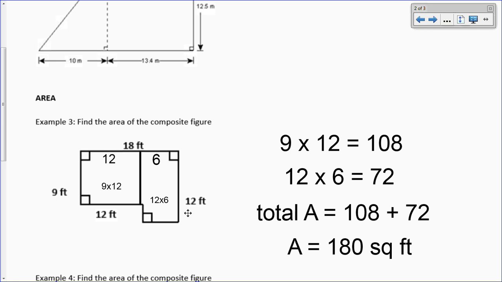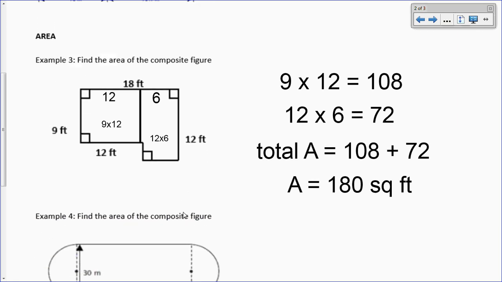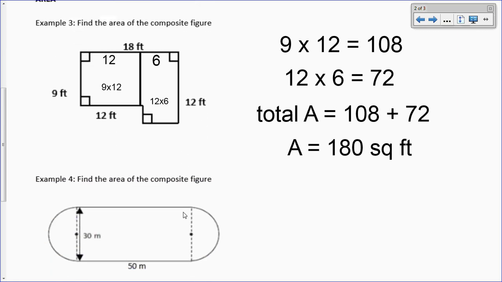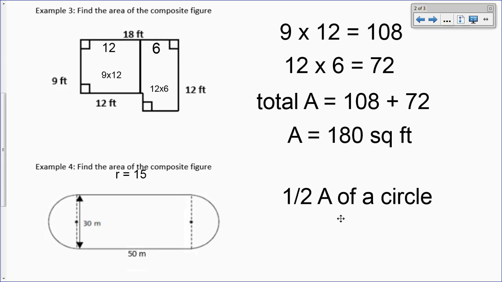So we can do the same thing for example 4, which is that weird basketball-court-looking shape. So remember, the radius is still 15 for this one. We are looking for half the area of a circle for these two sides. Okay? So a circle is pi r squared. We need half of that, so we're just going to multiply it by 1/2, or divide it by 2, however you want to think of it.